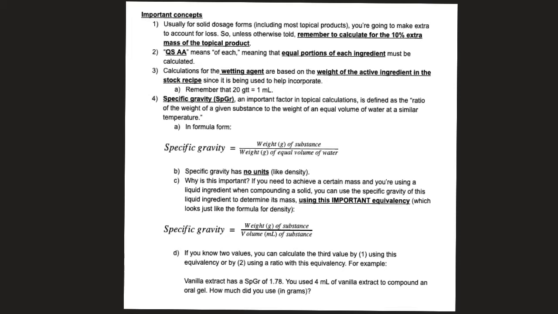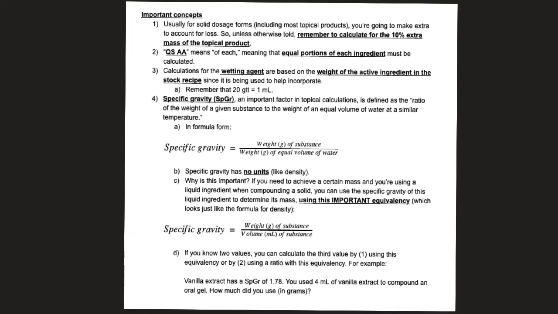Number 3, calculations for the wetting agent are based on the weight of the active ingredient in the stock recipe, since it is being used to help incorporate. I'll go more into that later in the examples, but basically when you're calculating the volume or the mass of the wetting agent, use the volume or the mass of the wetting agent indicated in the stock recipe if it's given. Otherwise, you can just use the volume or the mass of the wetting agent used in the prescription. When using calculations for the wetting agent, remember that 20 drops is equivalent to 1 milliliter.